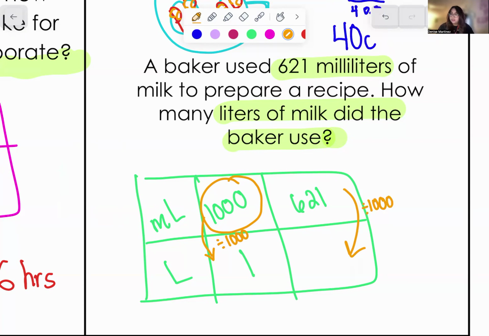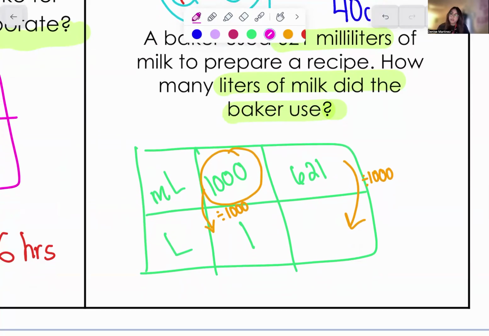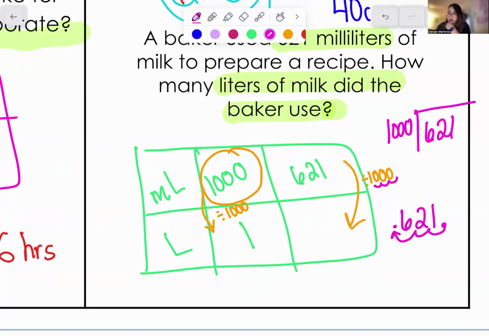So again, I want to emphasize that we've learned tricks and strategies to solve a problem like this. Yes, you could do 621 divided by 1,000, add a decimal, keep it going. Or you can remember Miss Martinez taught us a trick that there's 3 zeros. So that means I can move my decimal 1, 2, 3. So our actual answer is 621 thousandths liters. But again, you could have also done the long division.